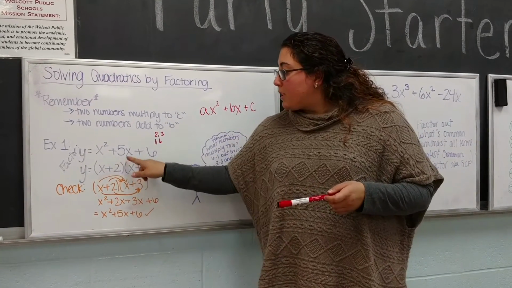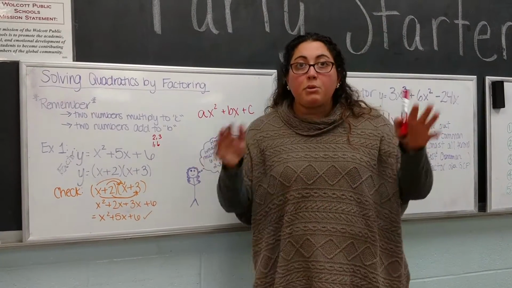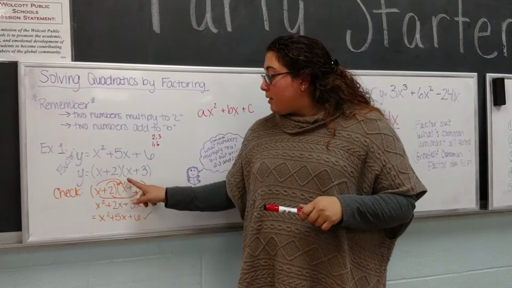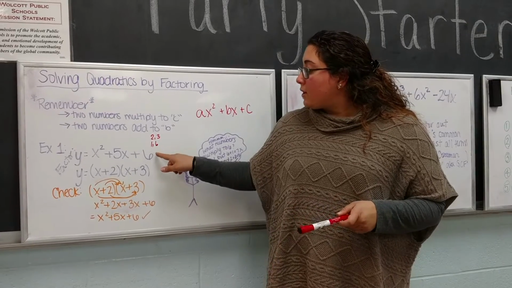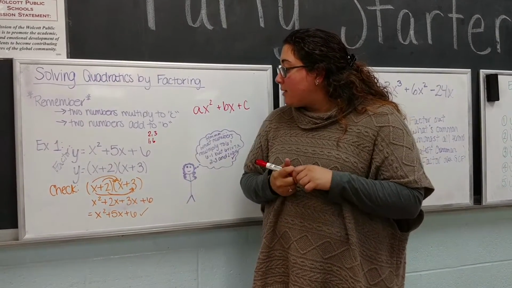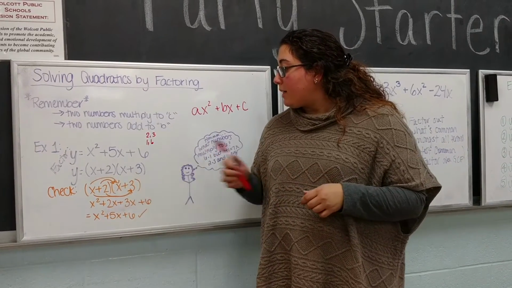And now they both have to be positive. So we separate them, we set up our factors, and factors are just sets of parentheses. And what multiplies to an x squared? Well, that's an x and an x. Now, what factors are going to multiply to 6 but add up to 5? Well, since they both have to be positive, we need a positive 2 and a positive 3.